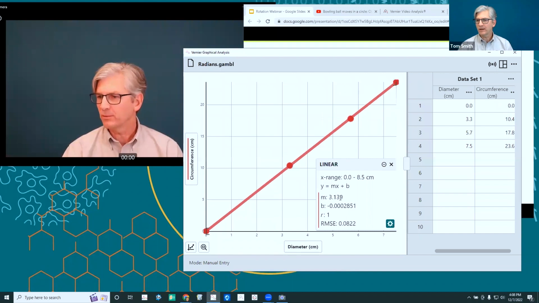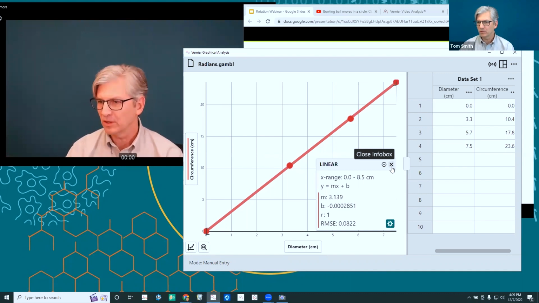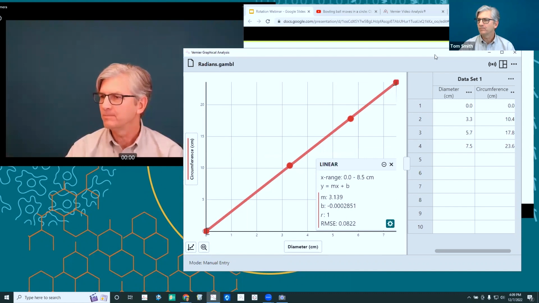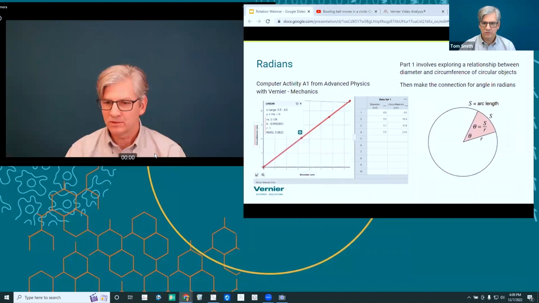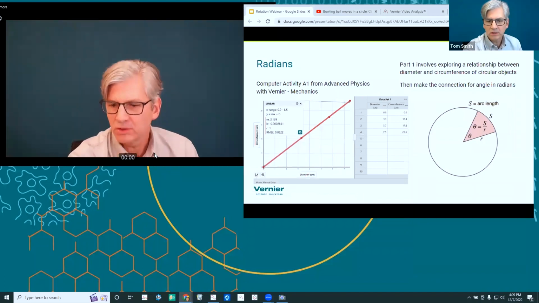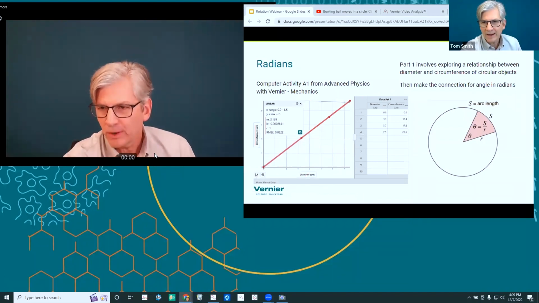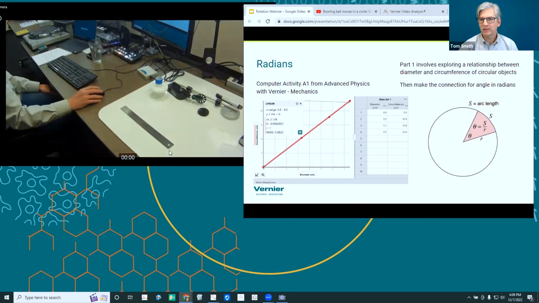You can see here that from my data, I ended up with a slope, looking at circumference versus diameter, of 3.139, about 3.14, which is pretty good. Students would have a hard time refuting that there was some relationship with pi there. But let me reduce that for a minute and switch views to show you a particular practice for determining this.